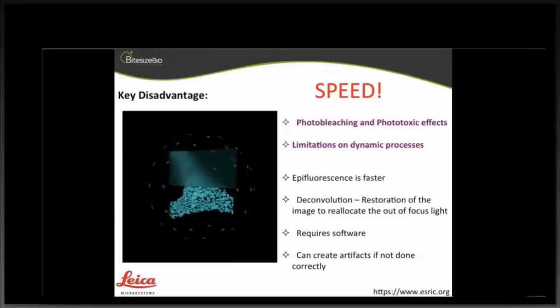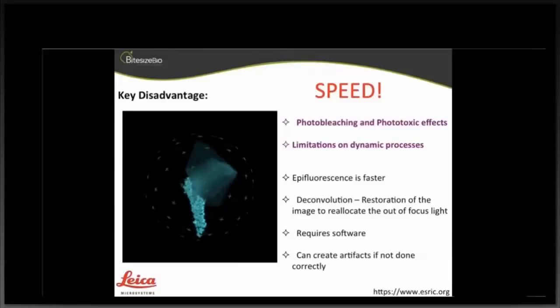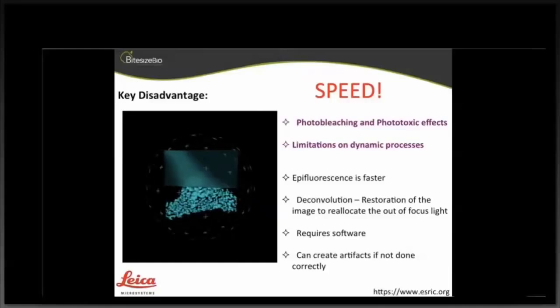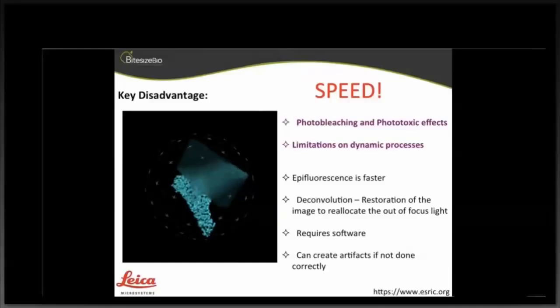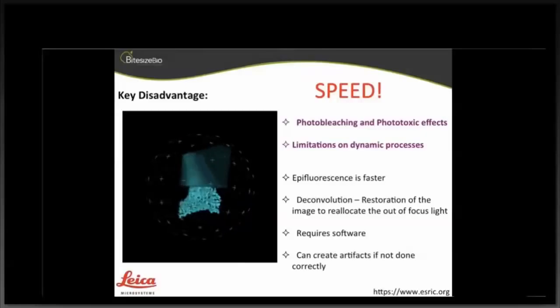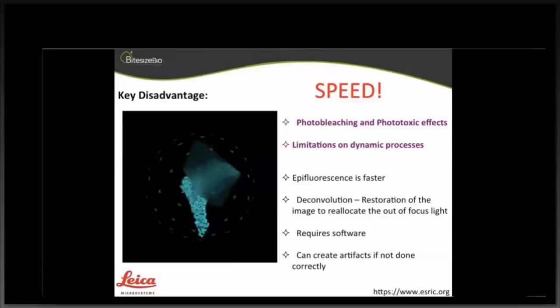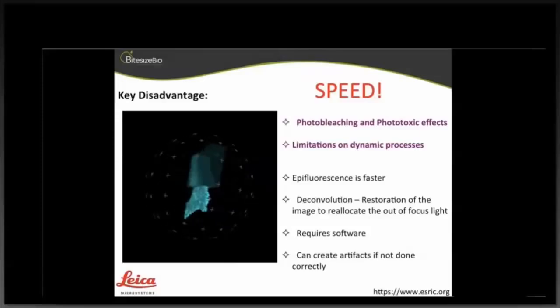And this is because a confocal is scanning, so it's going to be a lot slower. And also the longer that you are illuminating your sample, the worse the photobleaching is going to be. With confocal, you can get photobleaching and phototoxic effects. So if you had a sample that was quite photosensitive, it would be better imaged on a widefield microscope.